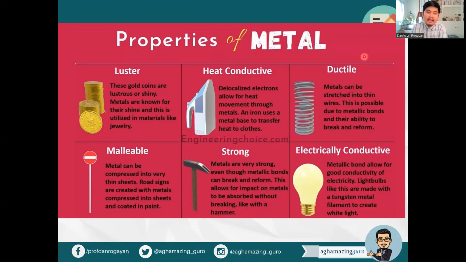Usually tinatanong yung ductility and malleability. So pag nakita niyo sa board exam, metals can be stretched into thin wires, what property of metal is that? Ductility or being ductile. So thin wires, ductility. Then metal can be compressed into thin sheets, malleability. All right? Luster, of course, the ability to shine or to be lustrous. Metals are known for their shine and this is utilized in materials like jewelry. Metals can also be heat conductive and strong. In terms of metallic bonds, they can break down and reform, and of course, electrically conductive. So metals are really good conductors of electricity.